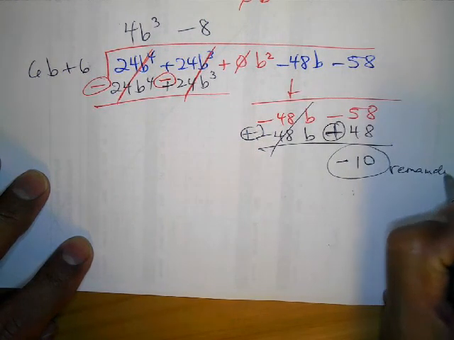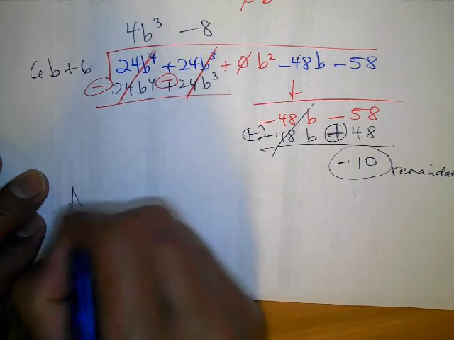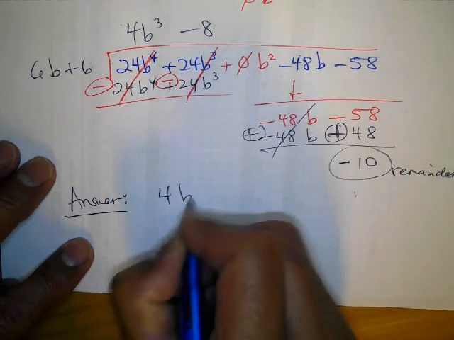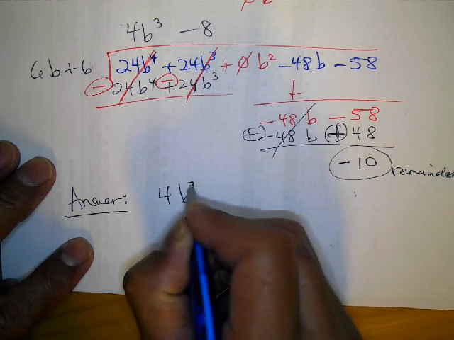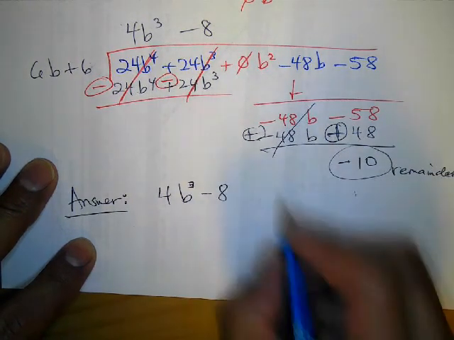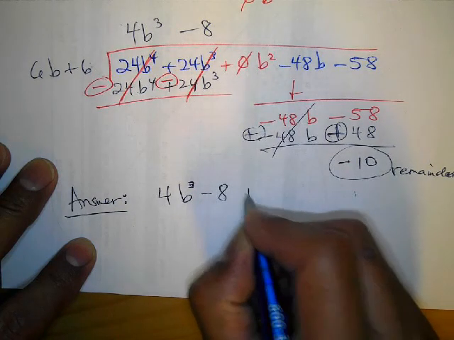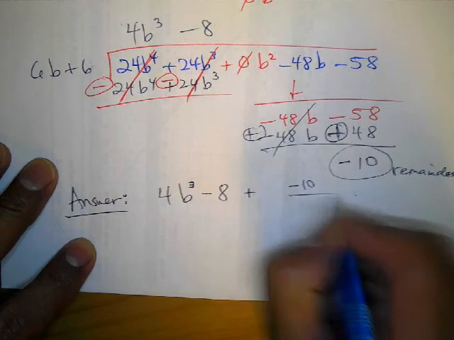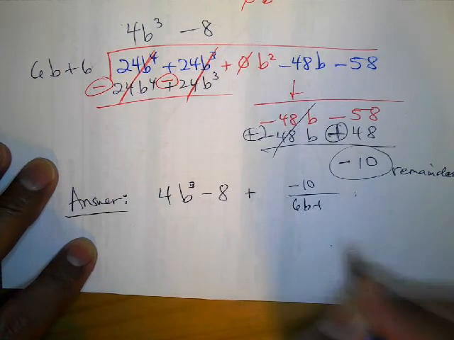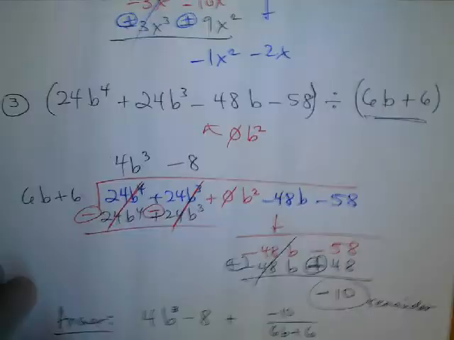Okay. Now here's something that's going to be new. Now we got a remainder, right? Your answer, how do you write it? Well, you're going to write 4b cubed minus 8, and then, well, you can put plus this negative 10 over the divisor.